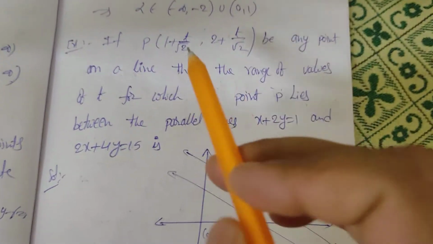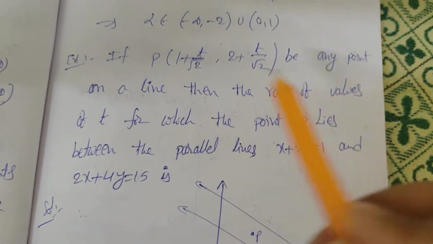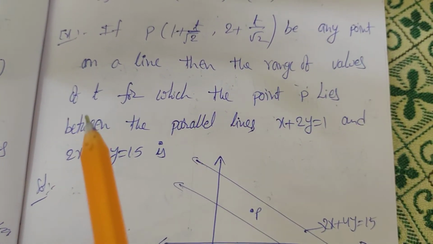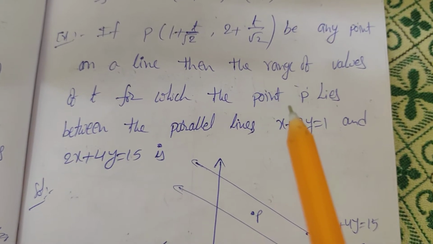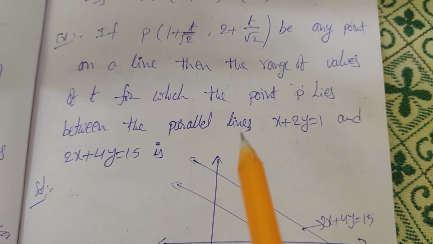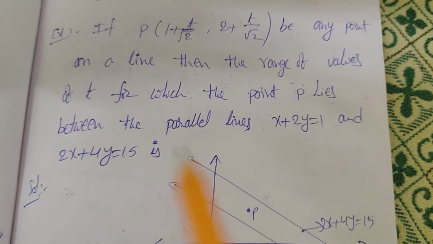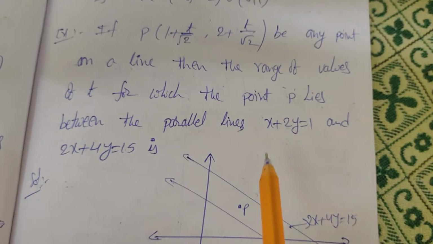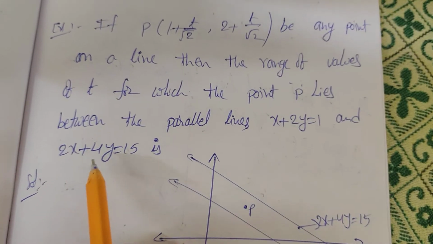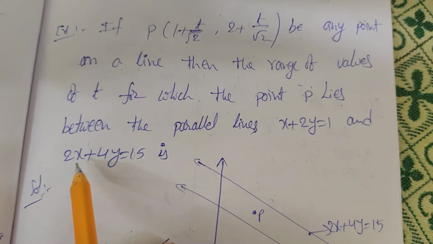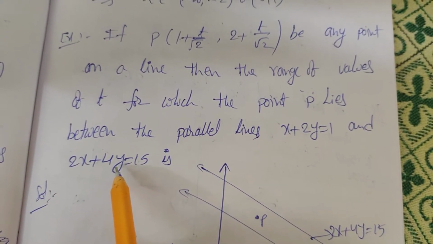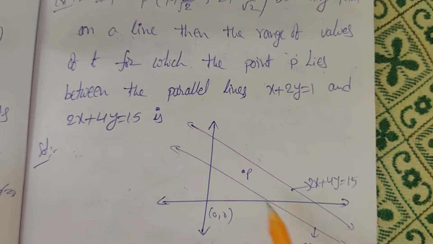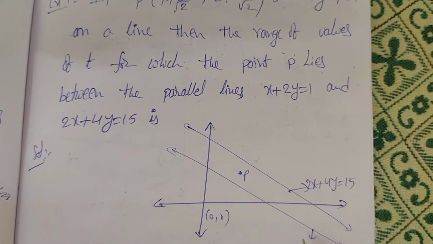See here, they have given a point P. We need the range of values of t for which the point P lies between the parallel lines x + 2y = 1 and 2x + 4y = 15. So these are the two parallel lines. The second equation is also a parallel line, because if you take 2 common, we have x + 2y = 15/2. So this is the first one, this is the second one.